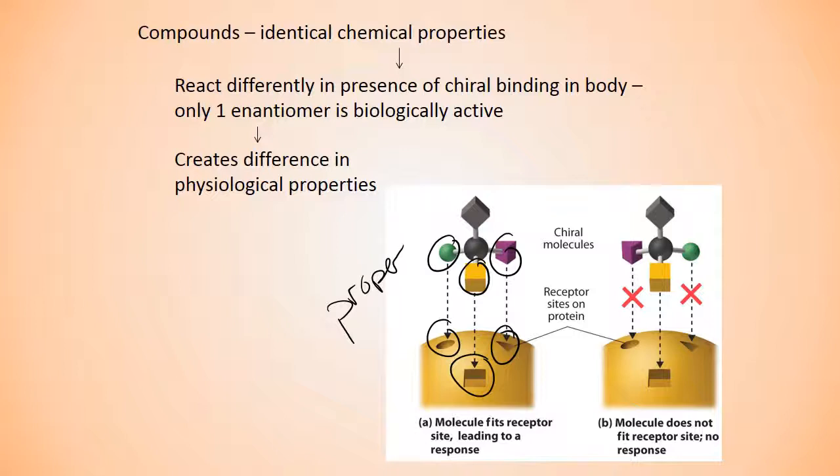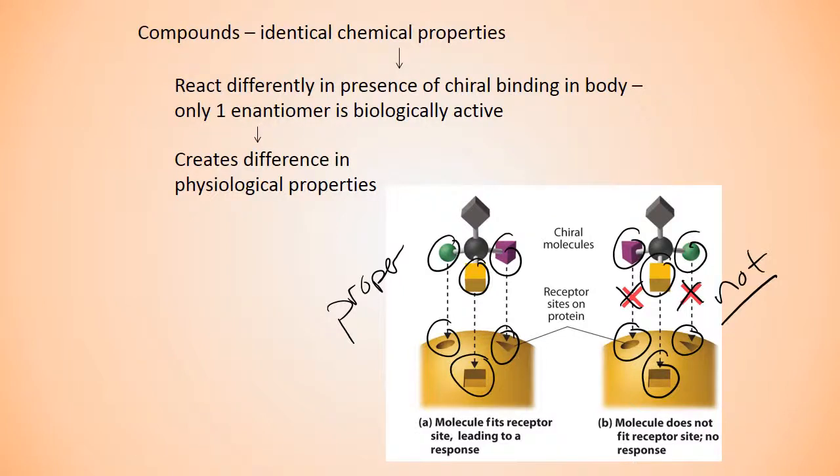However, if you look at the chiral version of it, the square still matches, but the circle will not match into the triangle, and the triangle does not match into the circle. So this one is not correct. It's not going to give us the physiological properties we are looking for because it's not going to properly react with whatever trigger we're trying to have.